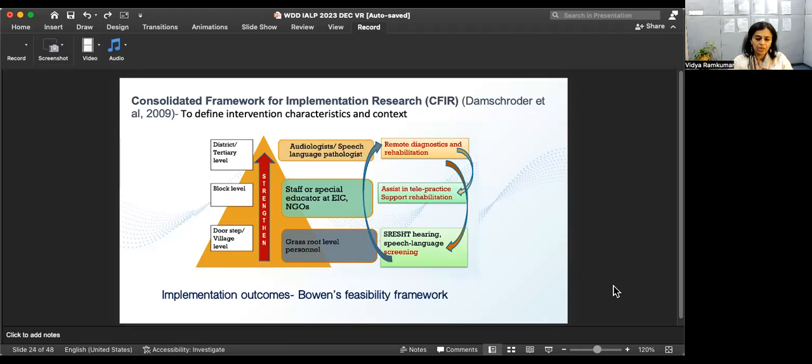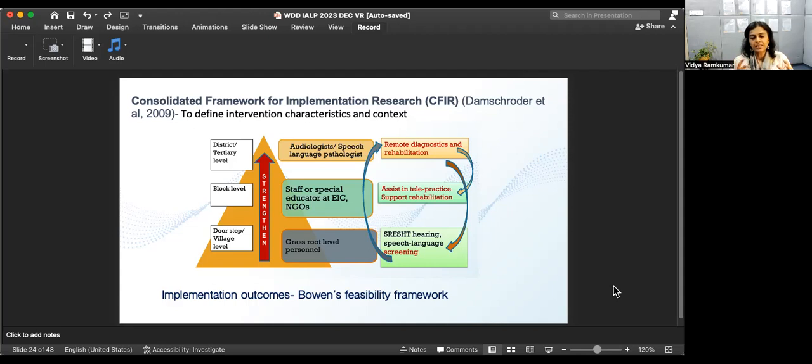So we tentatively built a model based on our previous understanding. What we knew was, we could task shift screening to community level workers, and therefore it can happen at the village level. We also wanted to have low cost screening tools that are 1/10 the cost of the internationally available tools, to make it very appealing and easy for anyone to be able to take it up and do it. We also identified that providing diagnostics as well as rehabilitation has to happen closer to their homes, and therefore the block level is where we wanted to put in these services. And we had tentatively identified special educators as some of the supporting staff who will assist in telepractice and be the bridge between the individual and the audiologist, speech language pathologist.